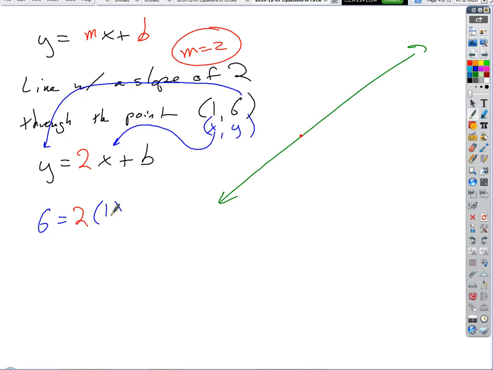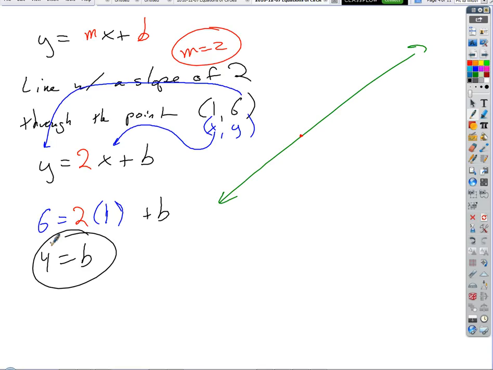2 times 1 plus b. So what's b? No, 4. How'd you get that? Tyler, how'd you get that? 2 times 1, and got 2, and then subtract 2. Okay, we subtract that 2 away to the other side, and we get 4 equals b.